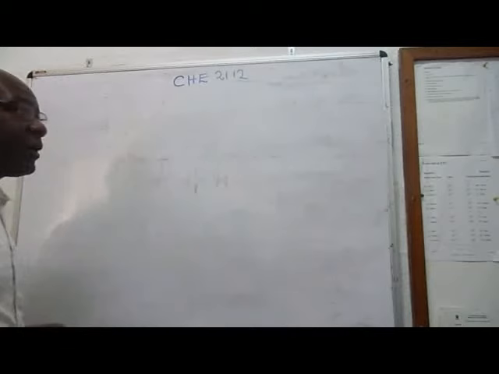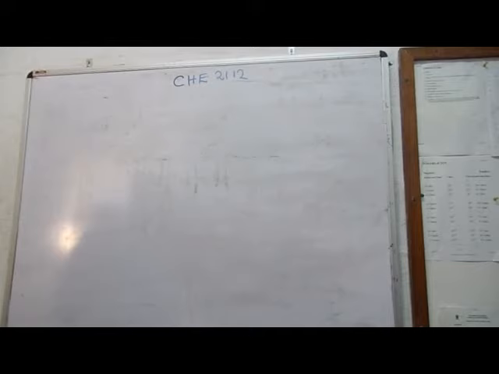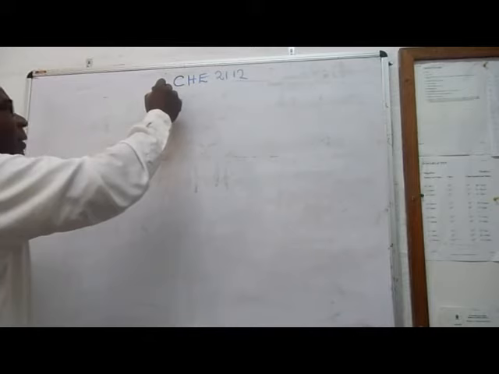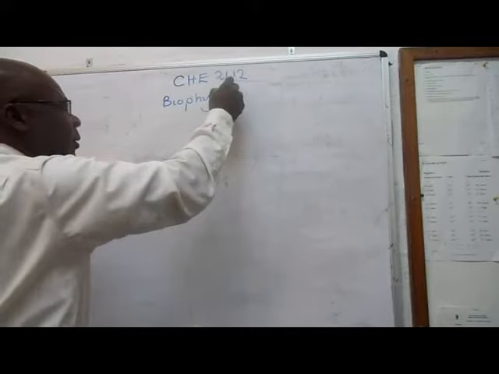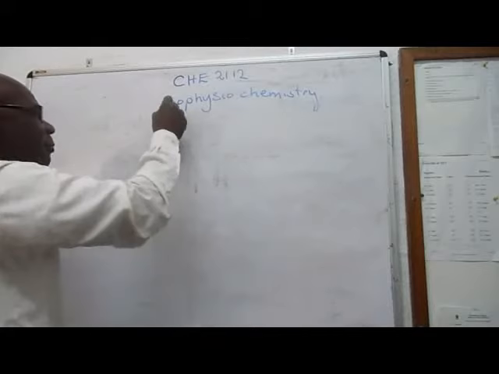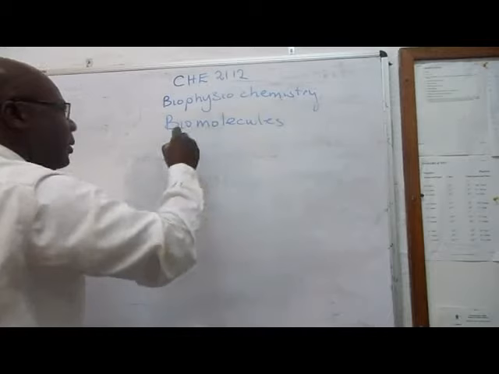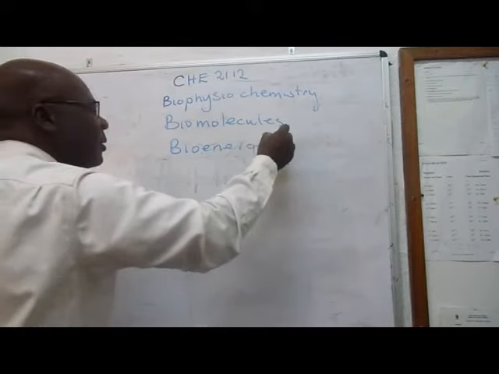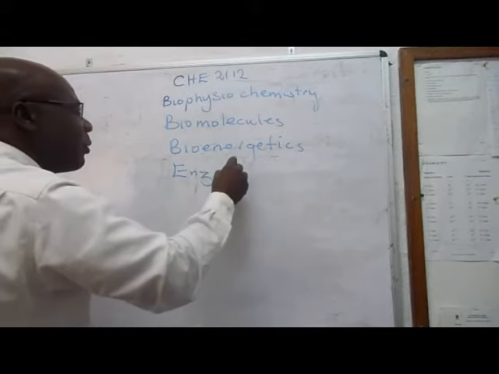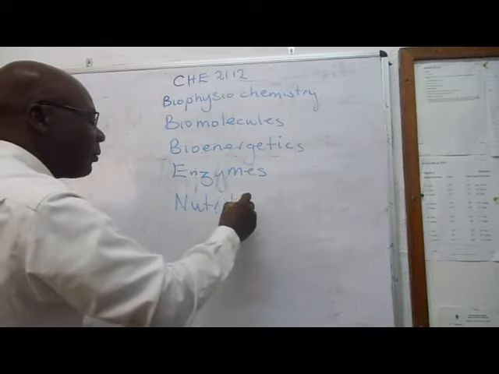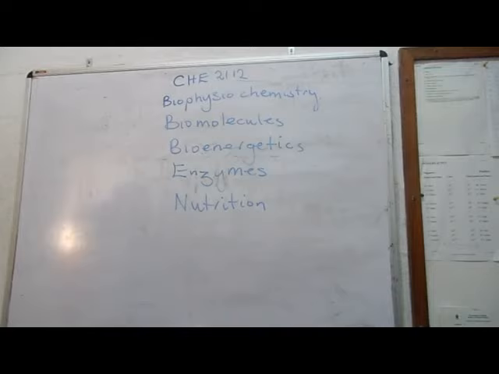CHE 2112. This is an introductory biochemistry course. We are basically introducing you to biochemistry. In this course, we will look at biophysical chemistry. We'll then proceed to look at biomolecules, bioenergetics, including enzymes, and then lastly, we'll look at nutrition. Okay, so these are the components that we are going to look at.